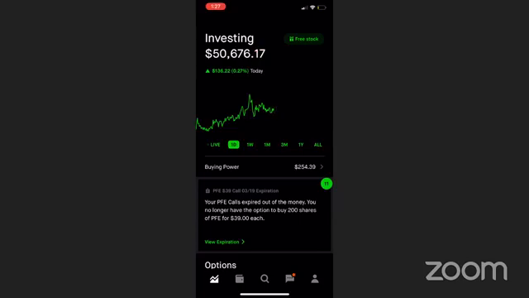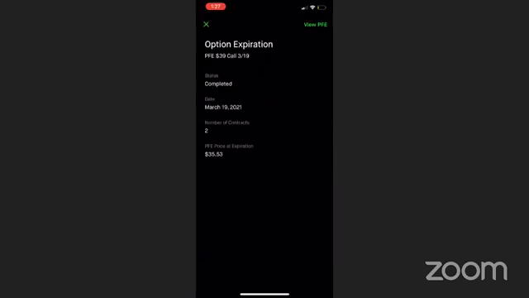So I can click here to view the expiration. This is what it was. At the time of expiration, Pfizer was only $35.53. I own 2 contracts. Because Pfizer was not at least $39, which was the strike price I bought, I lost the money. I believe I paid $720 for those 2 contracts. So I lost $720 on Pfizer.